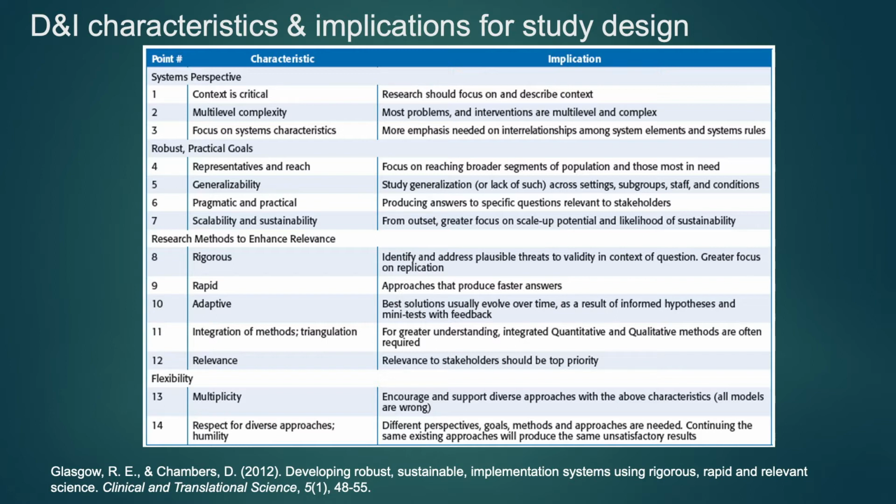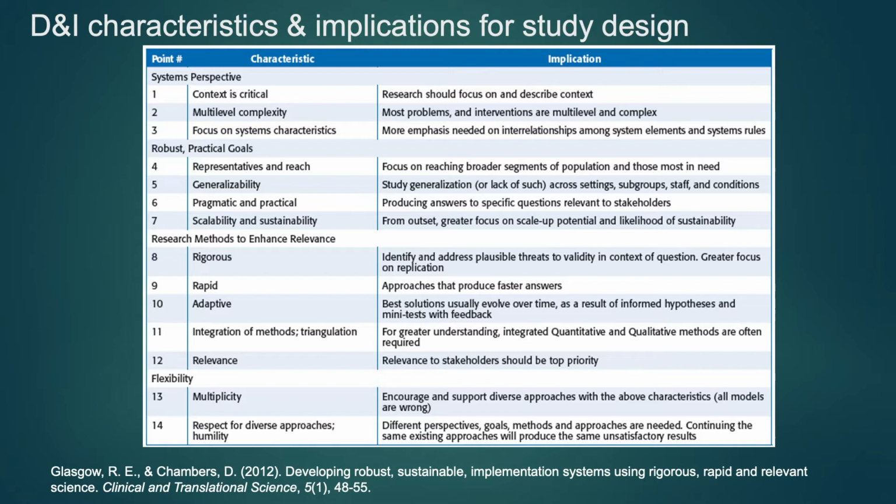So there's a focus not only on the intervention and on providers, but also on organizations and systems, with robust and practical goals. We want our work to be generalizable, meaningful, usable, and scalable, and our research methods should be used to enhance relevance. So we want to be rigorous, yes, but we also want to be efficient and often adaptive in what we're doing and capture those adaptations. I'll talk about that a little bit more later on.